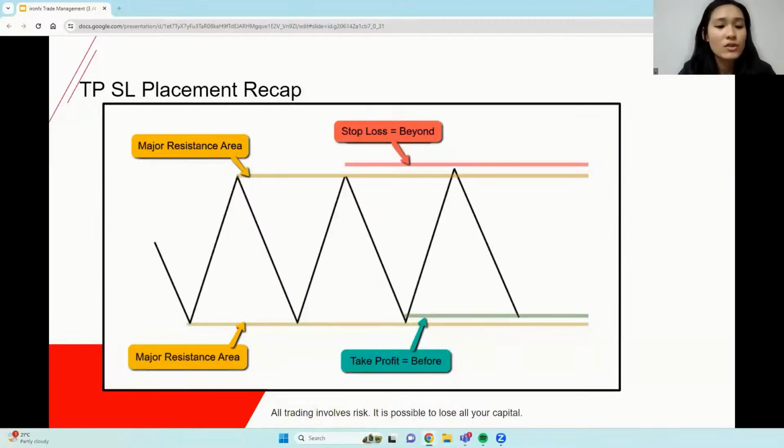So just a recap of where you should place your take profit as well as stop loss. In this example, we are looking at a sell entry, as you see, because our take profit is a support level over here. So our entry will probably be somewhere in the middle here, and then we're going in for a sell towards our take profit. For this example, our take profit is placed before or above our major resistance area, whereas our stop loss is placed above or beyond a major resistance area.